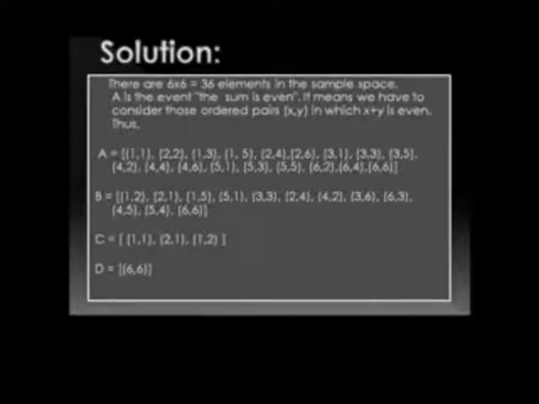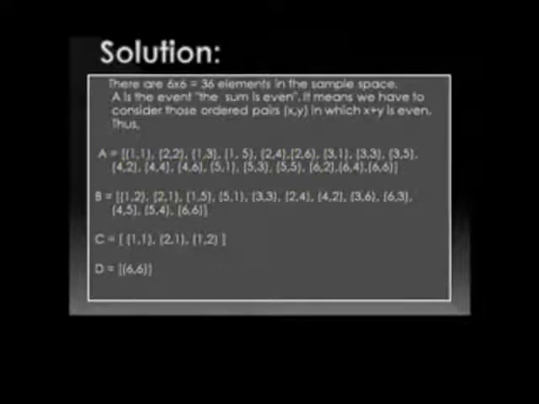Now we see that A is the event that the sum is even. So it means that we have to consider those ordered pairs x comma y in which x plus y is even. So A would be equal to 1 comma 1, 2 comma 2, 1 comma 3, 1 comma 5, 2 comma 4, 2 comma 6, 3 comma 1, 3 comma 3, 3 comma 5, 4 comma 2, 4 comma 4, 4 comma 6, 5 comma 1, 5 comma 3, 5 comma 5, 6 comma 2, 6 comma 4 and 6 comma 6. So these are the sample points that belong to the set A, which is the sum should be even.